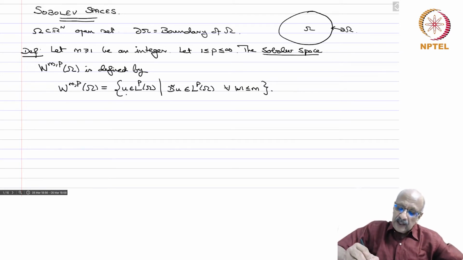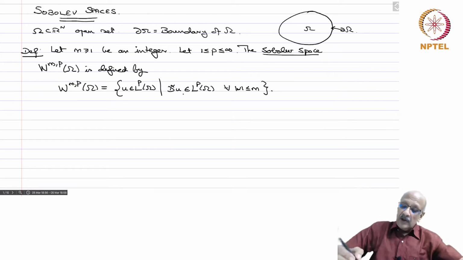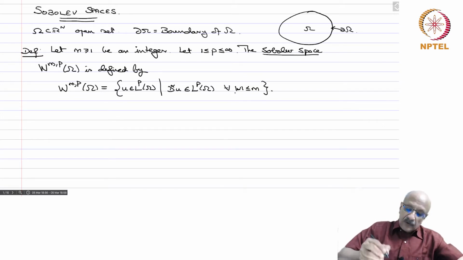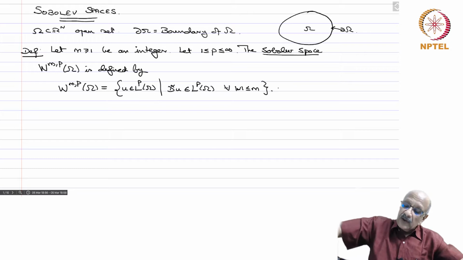So, u is an LP of omega function. So, it is a distribution and it has distributional derivatives of all orders. The distribution derivative may or may not be an LP function. So, if they are all LP functions up to order m, then you say the space is Wmp of omega. So, this is a vector space. So, this is the definition of the space.